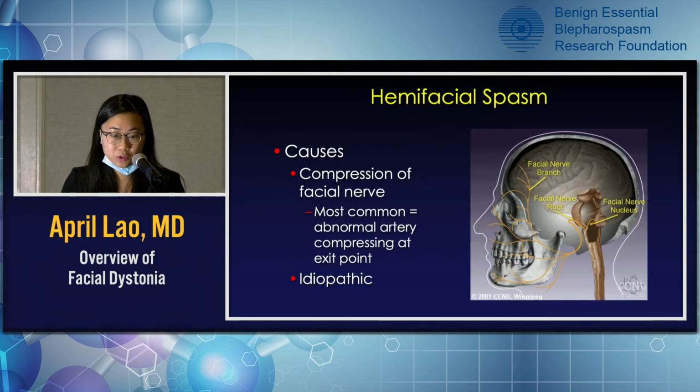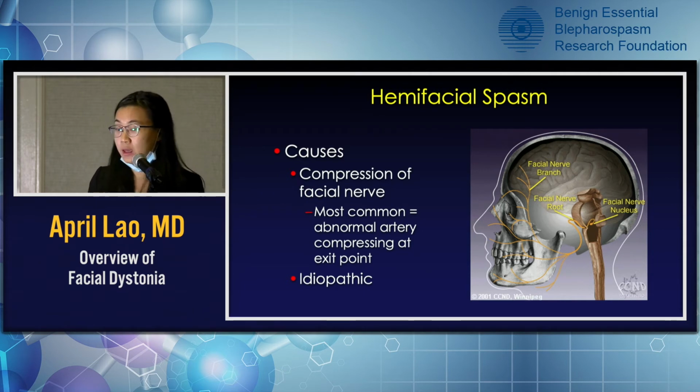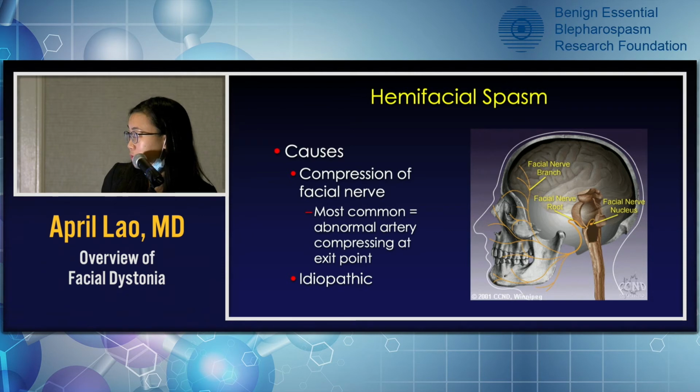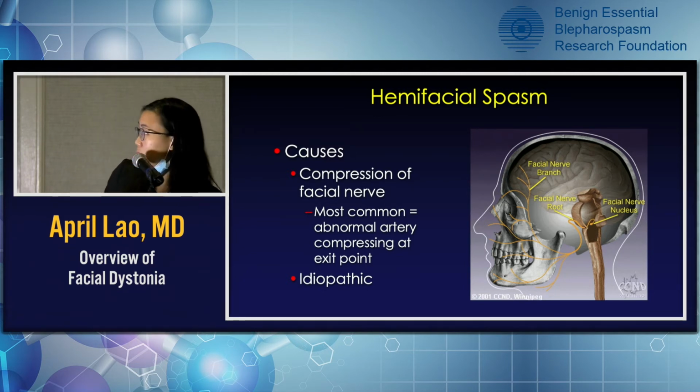The cause of hemifacial spasm is a compression of the facial nerve anywhere along its path, which starts off in the nucleus and then exits at the junction of the pons and cerebellum here. And then you're coming more superficially onto the face. You can also run into the parotid gland here, which can also compress. But the most common cause of hemifacial spasm is an abnormal artery compressing at the point it exits the brainstem, right in this area here.